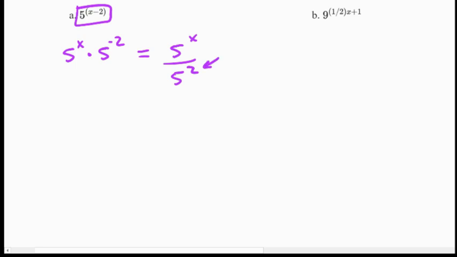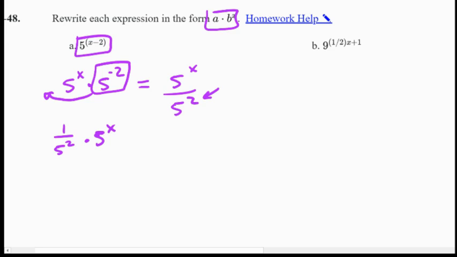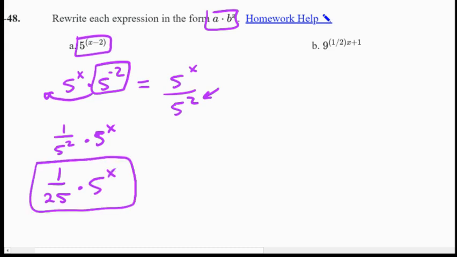Doesn't really matter which way we do it, but either way, what we're going to end up with is in the front here, it's going to be 1 over 5 squared, because that's what 5 to the power of negative 2 is. I'm just moving it to the front here, and then I have times 5 to the power of x. So my a value in this form, a times b to the power of x, is this fraction that ends up becoming 1 over 25, and my b value is just 5. So there's my first one rewritten as a times b to the power of x.